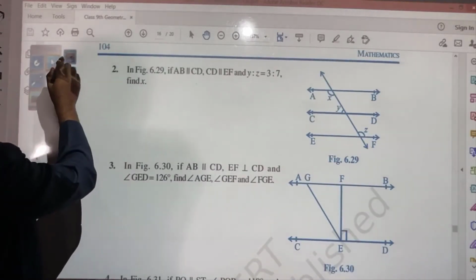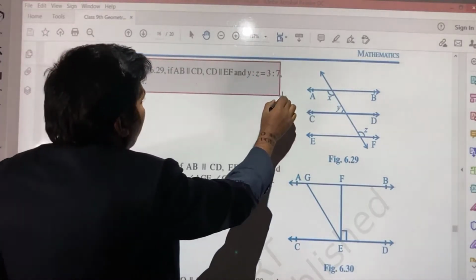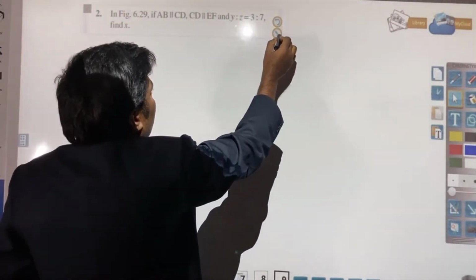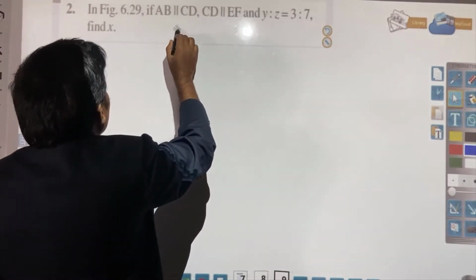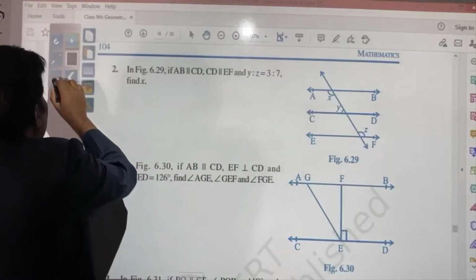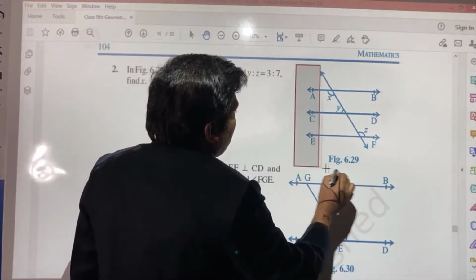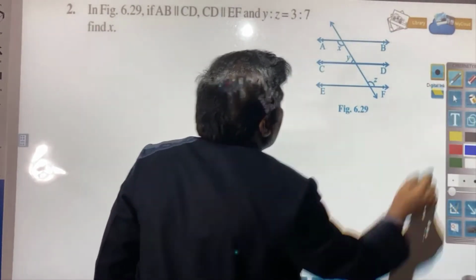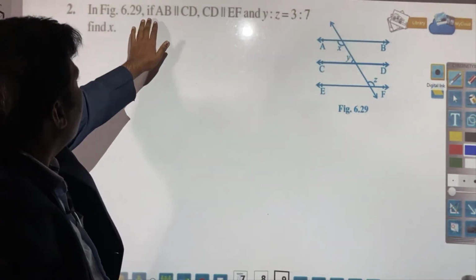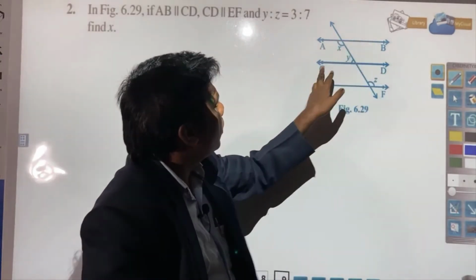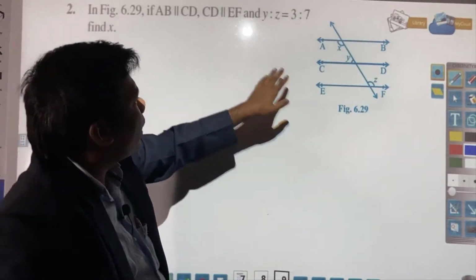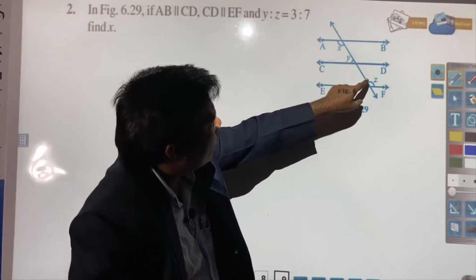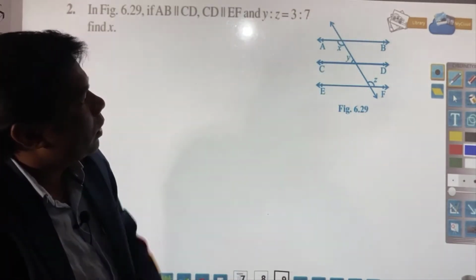We have question number 2. Here you see, in figure 6.29, if AB is parallel to CD, and that is parallel to EF, and y is to z is equal to 3:7. Find x. We need to find out x.